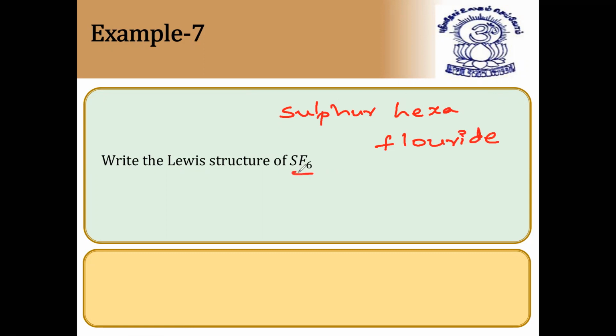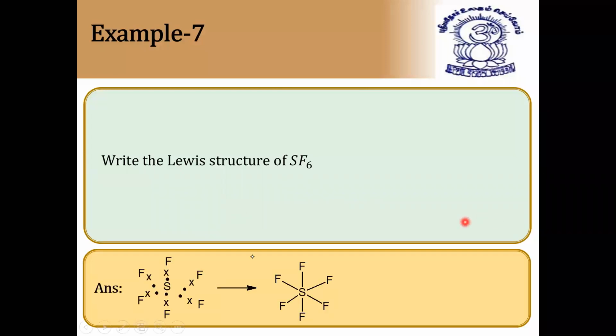So SF6. Sulfur has 6 electrons in the valence shell. All 6 electrons will be contributed to 6 fluorines, so that fluorine requires 1 electron for attaining stability. So all the fluorines will get stability as well as sulfur also. So let us see the structure of sulfur hexafluoride. In this way it will come.